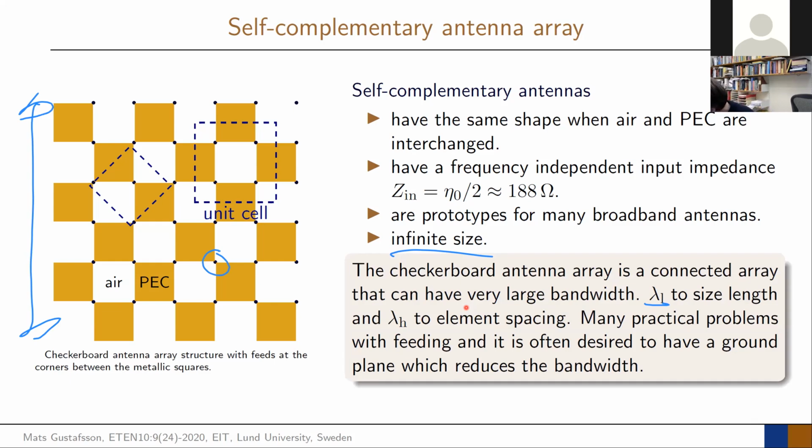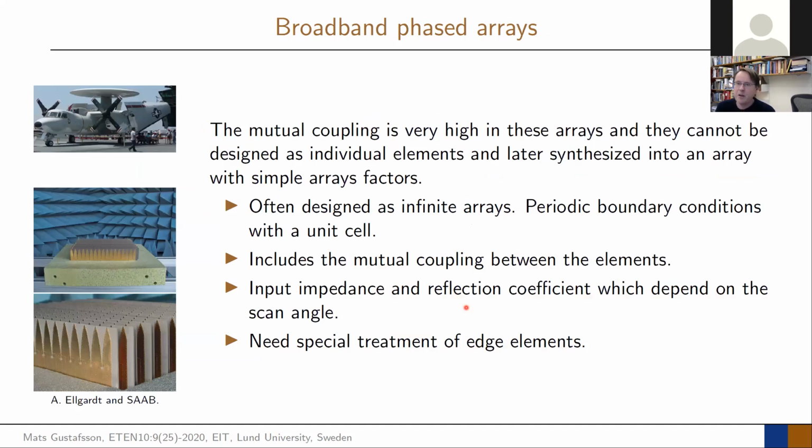A practical problem again is feeding. If you think about a spiral antenna, what was a spiral antenna? You need to attach it to a surface. You have a ground plane, which means that that limits the bandwidth. But it's a good prototype for many cases. That's one way of actually getting out of these cases.